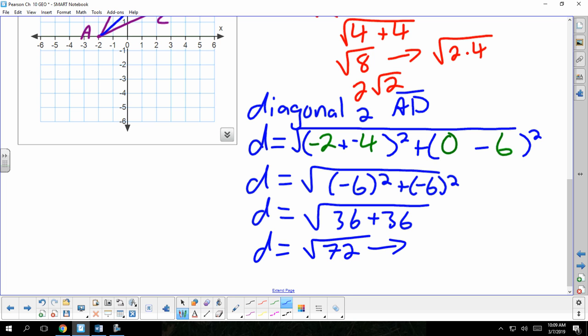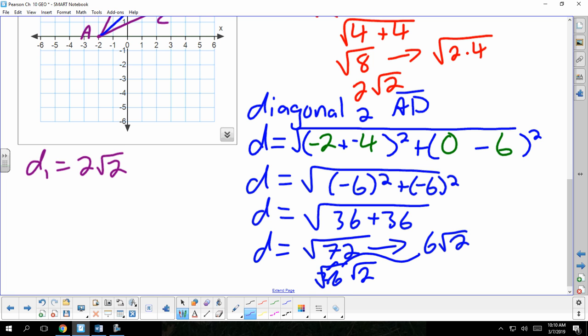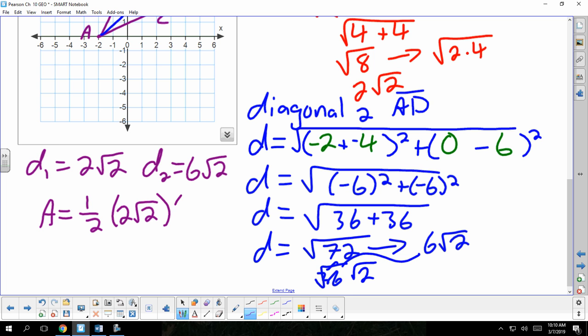And again, simplest radical form. We have 36 times 2, or 6 root 2. Right? So that's 36 times 2. Square root of 36 is 6, and that root 2. So there's diagonal 2. So now, to solve for my area, I have D1 equals 2 root 2. Diagonal 2 equals 6 root 2. So the area will be 1/2 2 root 2 times 6 root 2.